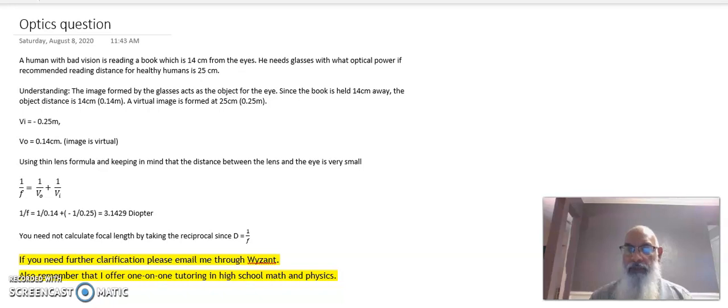This problem is about optics and the power of lenses. So let's go ahead and read the question. A human with bad vision is reading a book which is 14 centimeters from the eyes. He needs glasses with what optical power if the recommended reading distance for healthy humans is 25 centimeters?